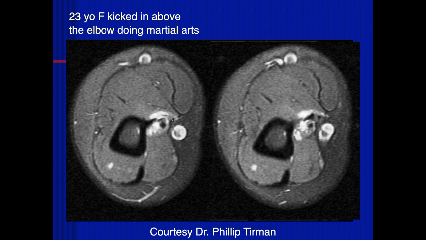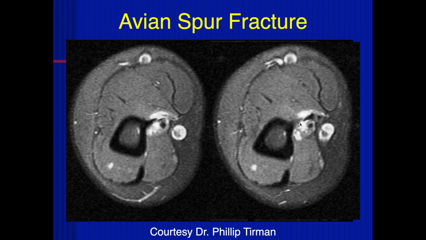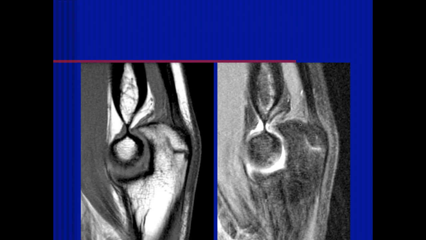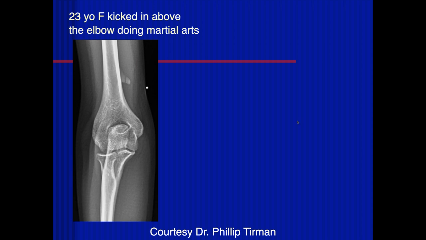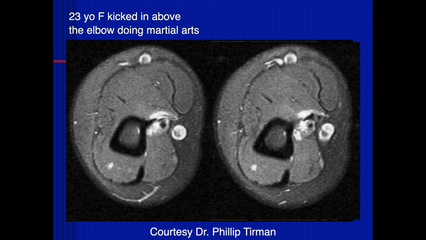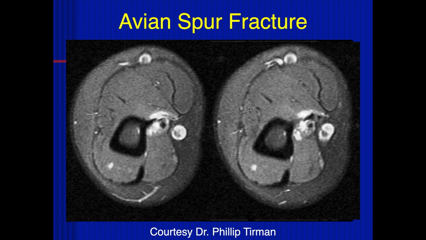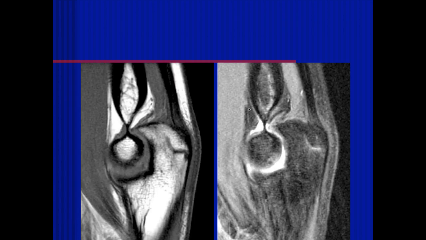And then on the MR, we can actually see the fracture through the avian spur. Oh, the spur's fractured. Oh, okay. I see that. They had a variant avian spur, but they fractured it with the martial arts kick. Something you see every day. On the radiograph, could you see that fracture? Yeah, okay. Very fine line. Yeah. That's a stress fracture.